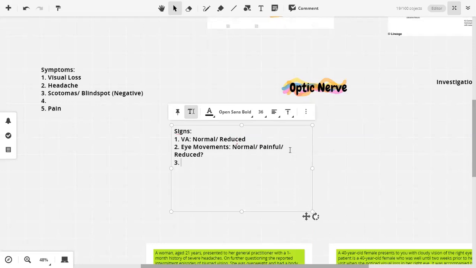Third examination is pupillary reflex. What do you think will happen to the pupillary reflex in disease of the optic nerve? Will be affected, reduced. Reduced, and it can be normal.